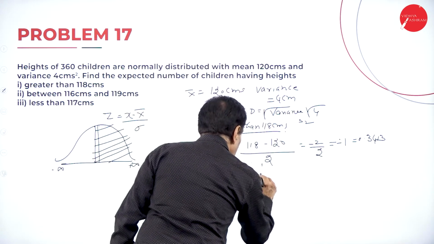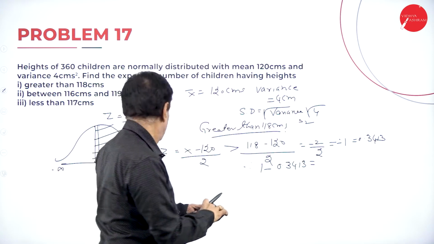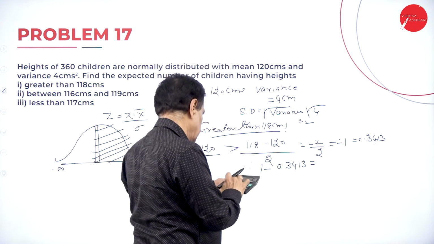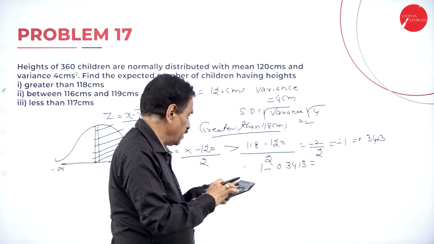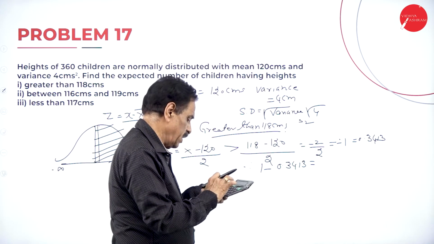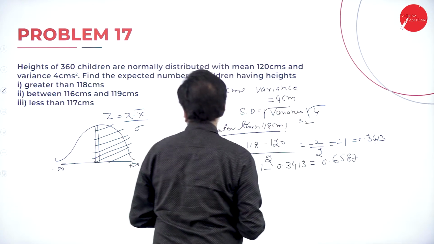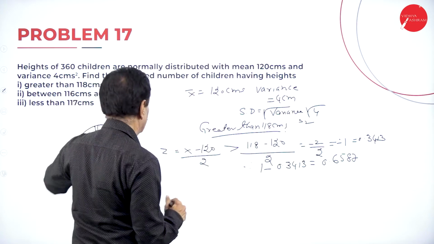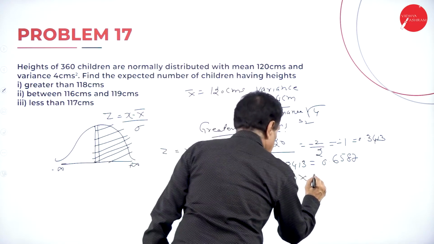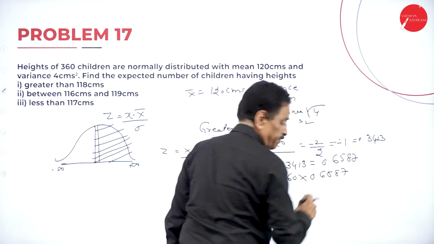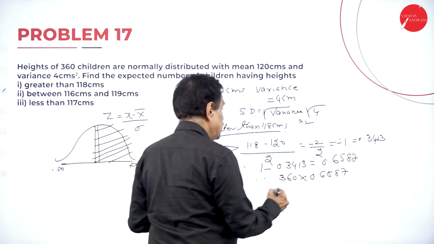Therefore, 1 minus 0.3413 equals 0.6587. With the total of 360 children, we multiply 360 into 0.6587, which gives 237 students.